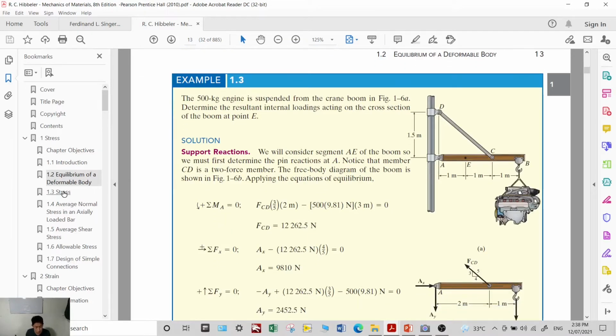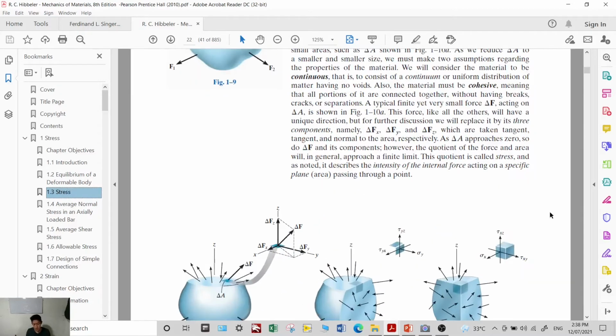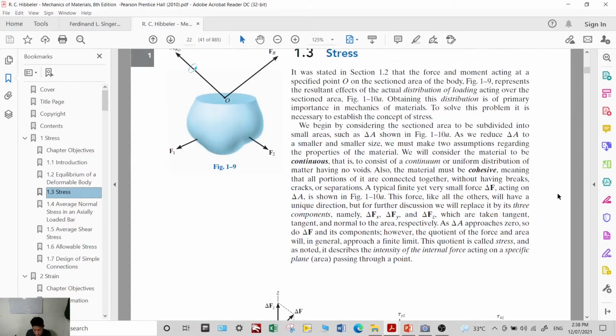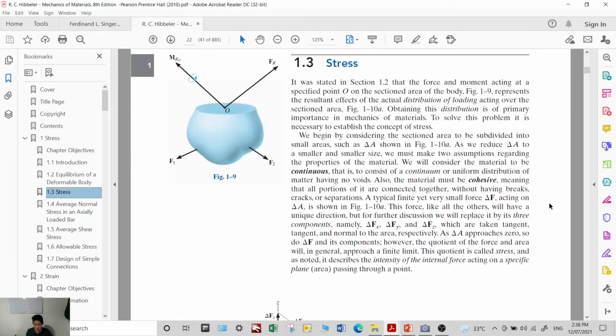Okay, we'll now proceed with our first topic, which is about simple stresses. So, what is stress? In figure 1-9, you have a body with forces 1 and 2. The equivalent of those forces is this one: you have the resultant force and you also have the moment.